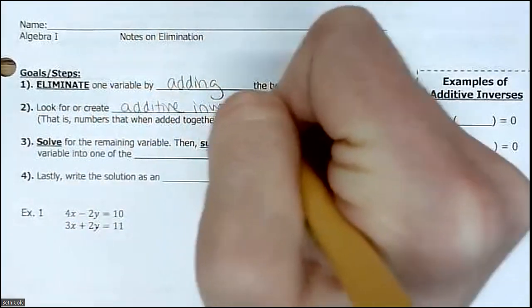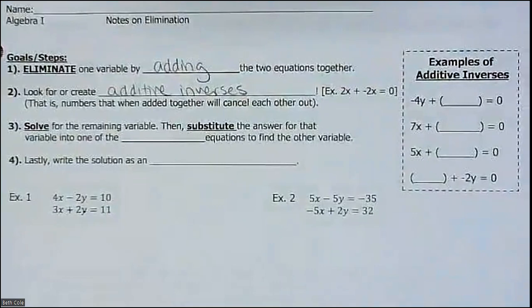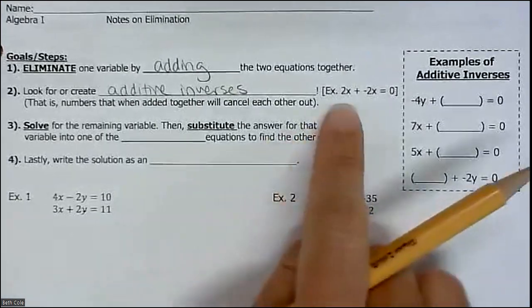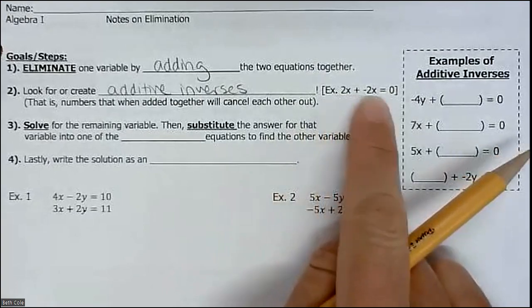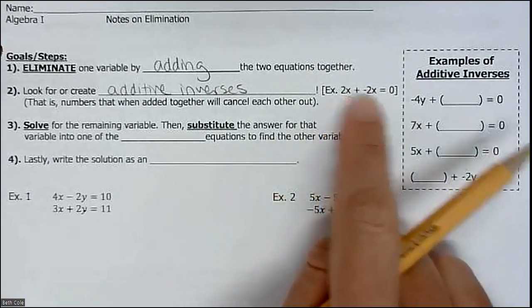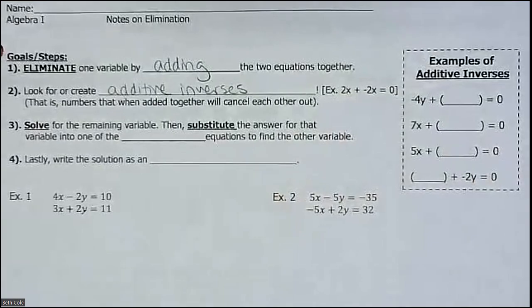Additive inverses. And if you're like, what on earth are those? I've got you. I'm about ready to explain it. It means that the two items will cancel out. So for an additive inverse, they're just going to be opposite signs. So for example, 2x and negative 2x. Do you see how those would cancel or eliminate?